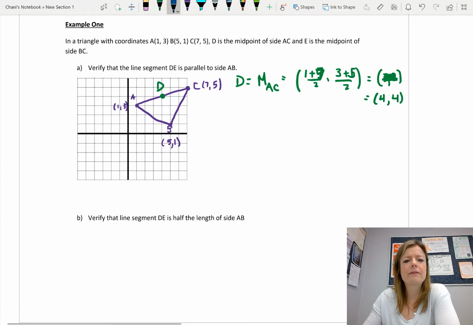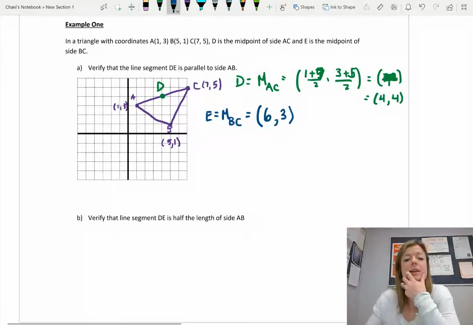Okay, so now we can find E, which we were told is the midpoint of BC. So let's see if I can do this without error now. So BC, it's 7 plus 5 over 2. 7 plus 5 is 12, divided by 2 is 6. 1 plus 5 is 6, divided by 2 is 3. If you can do that in your head, you don't have to show me that much information anymore, as long as you show me that you're finding the midpoint of BC. Now it's saying that the line segment DE, so we need to draw that line segment.